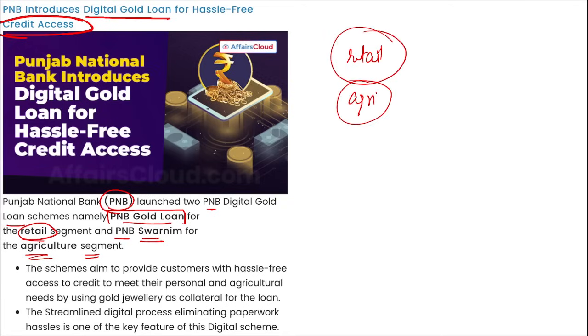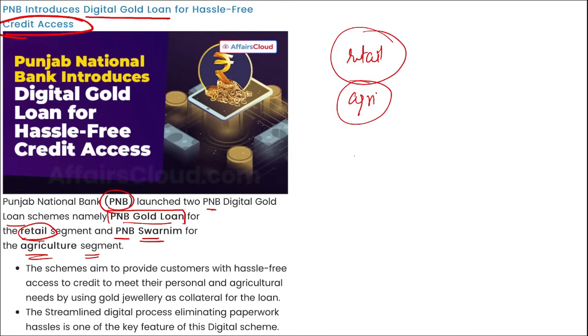So these two gold schemes have been launched, and that is your gold loan for hassle-free credit access. This scheme will provide customers with hassle-free credit access to meet their personal and agriculture needs using their gold jewelry as a collateral for the loan. And this offers a modern banking experience with various competitive interest rates.